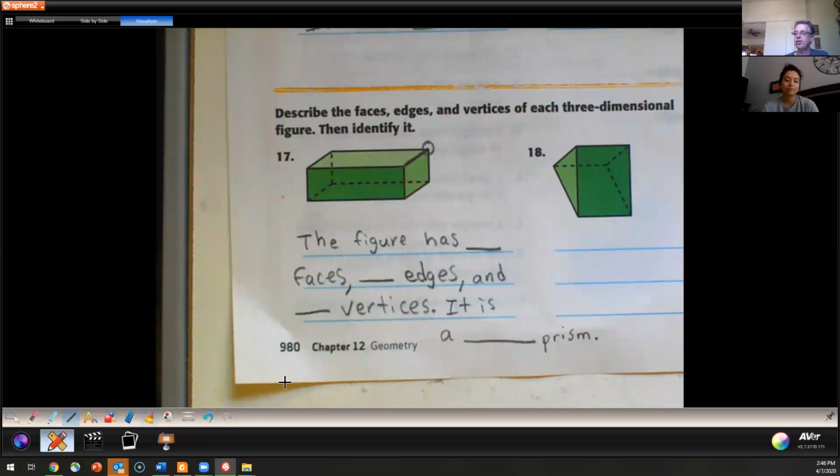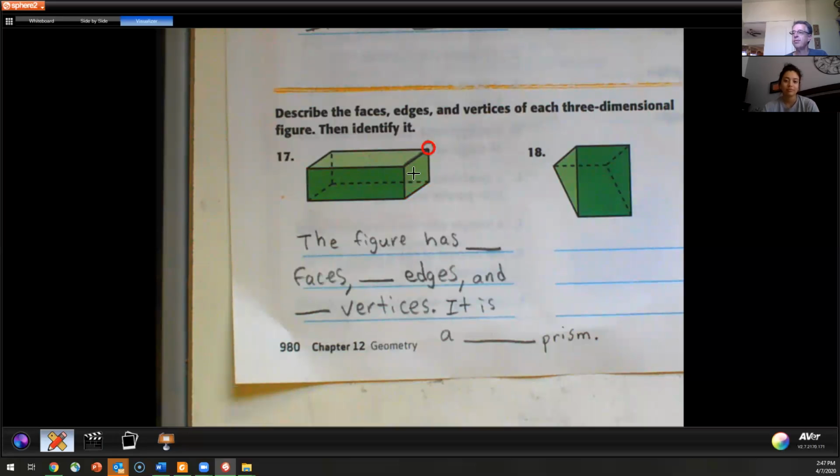The next part is I want you to talk about the vertices. Vertices is the plural of vertex, and those are the corners. And I already drew one right here. They are the places where 3 faces meet. And you can see a whole bunch right there. I want you to count up all of them and then write it here.